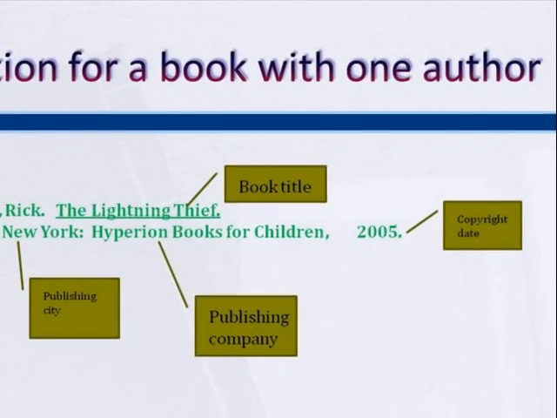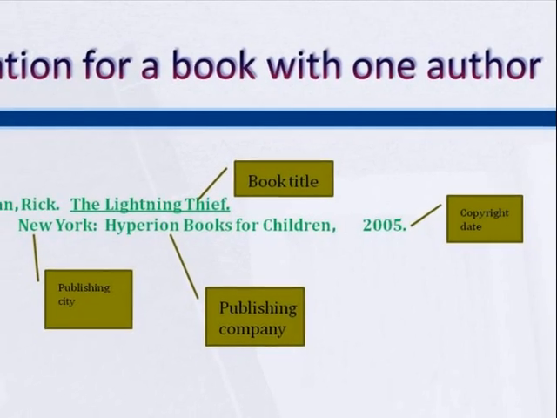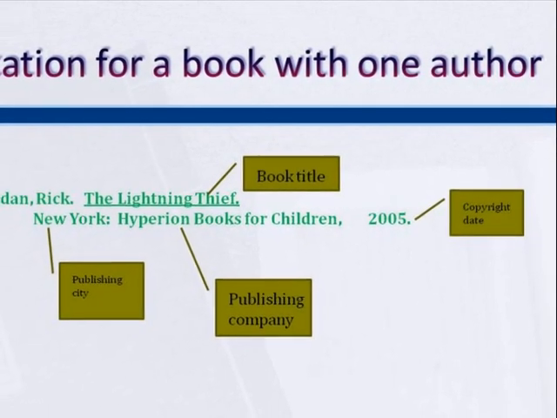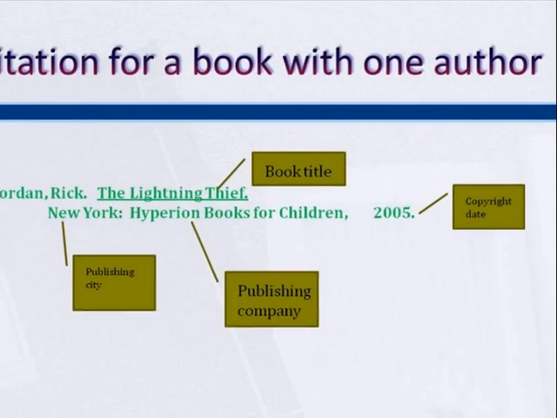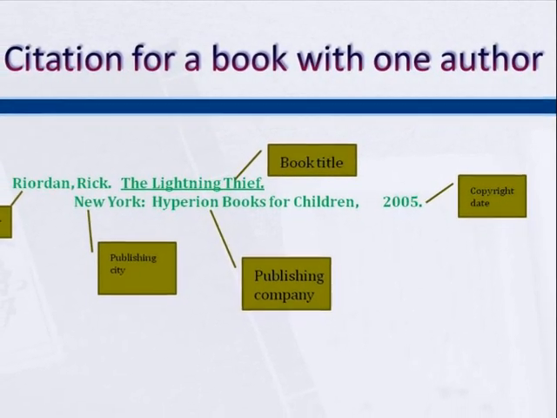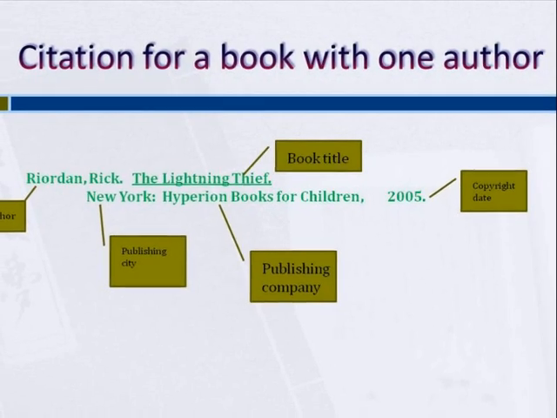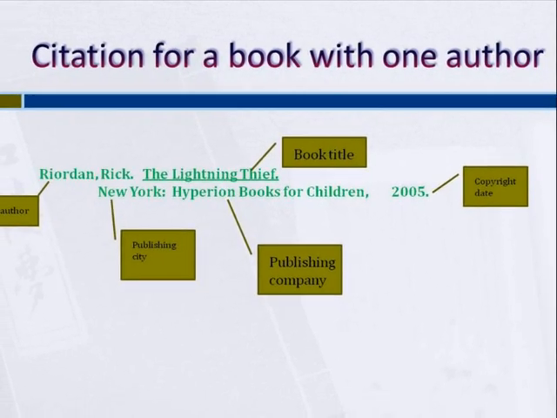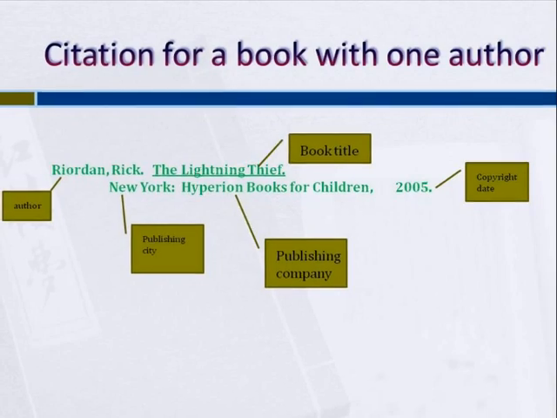Here we have a final citation for a book with one author. You will notice I have the author listed first, last name, first name, Riordan, Rick. Next, I have the book title, The Lightning Thief, underlined. Then I have the publishing city, a colon, the publishing company, and the copyright date.